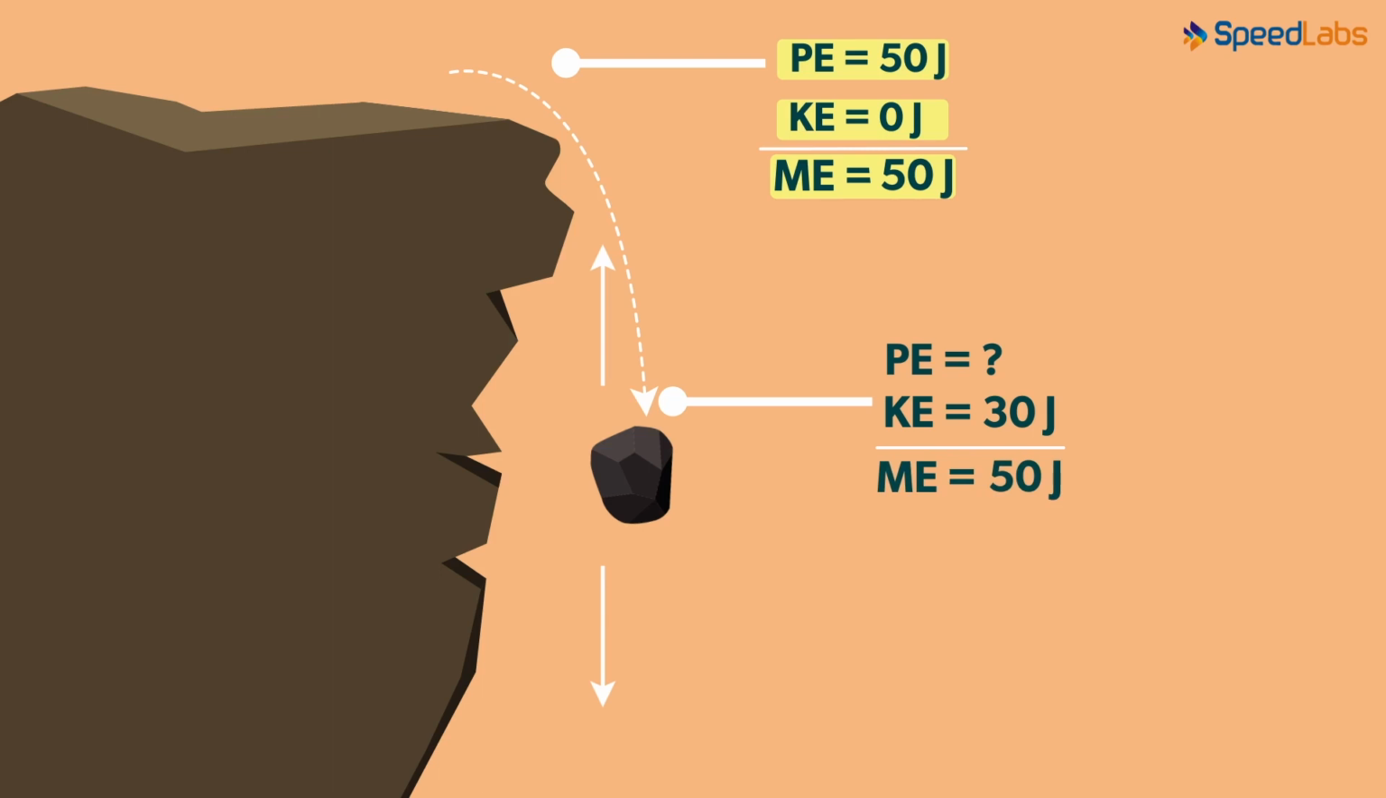Were you able to answer the third question? The kinetic energy of the boulder is 30 joules here, and we know that the sum of kinetic and potential energy is the mechanical energy. Hence, the potential energy will be 20 joules here.